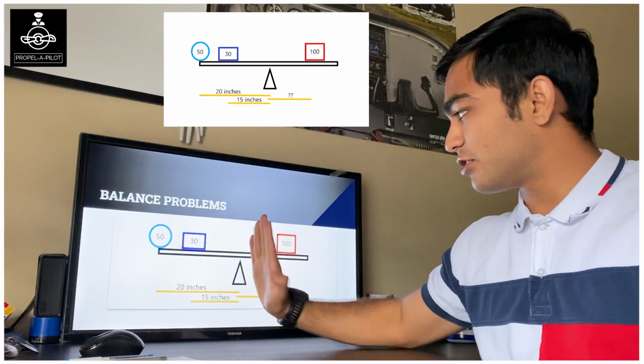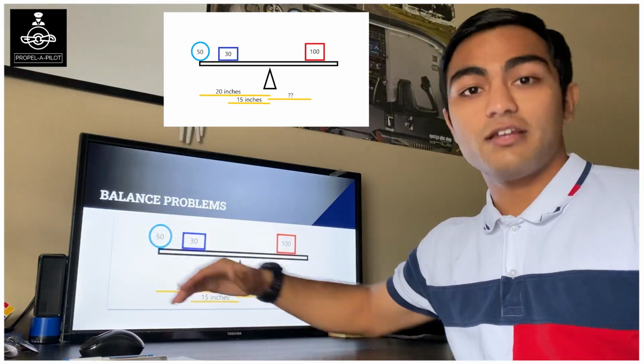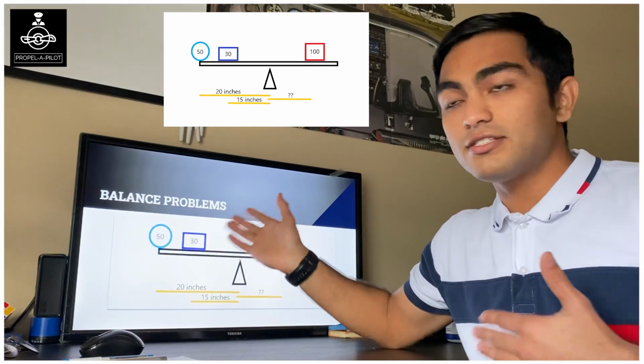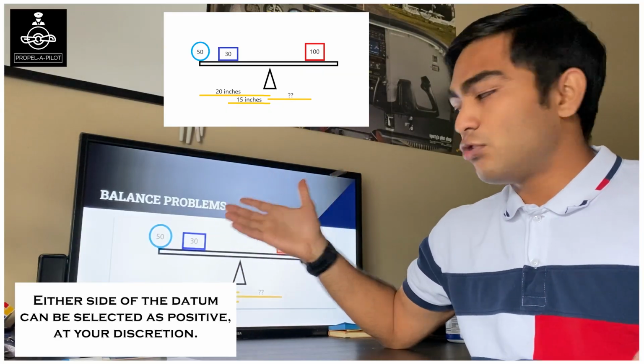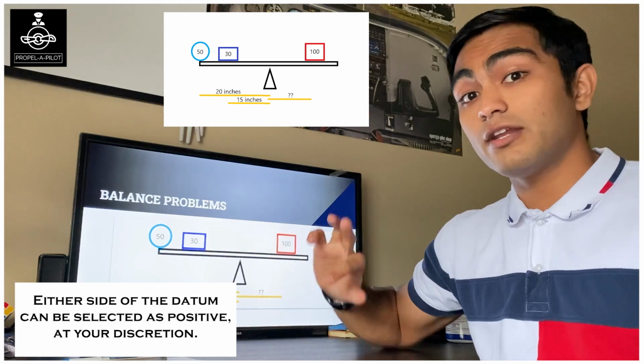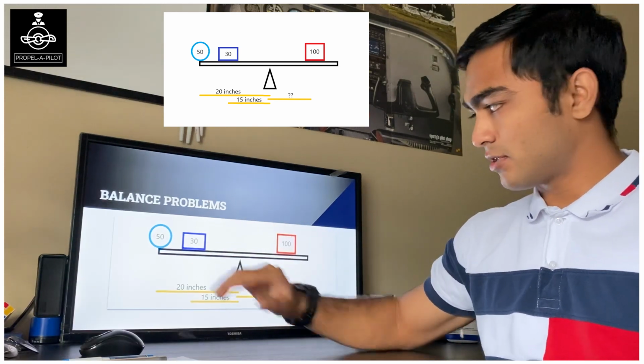Why negative? Because if this is the datum, this side is taken to be positive. Now again, which side to be selected positive depends on the person who's solving. I want to take this side to be positive. You can do the opposite and try it on your own. The answer is going to remain the same.